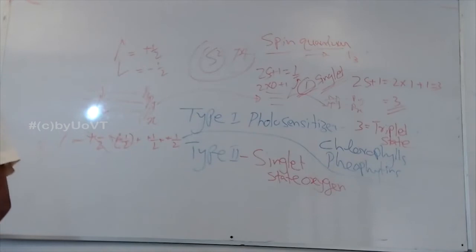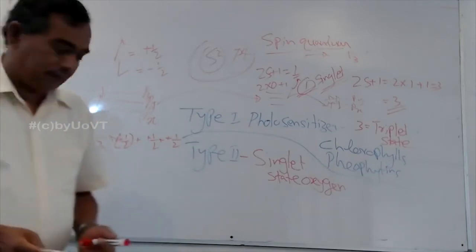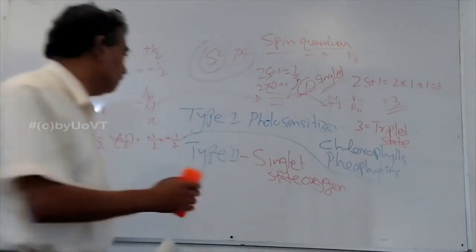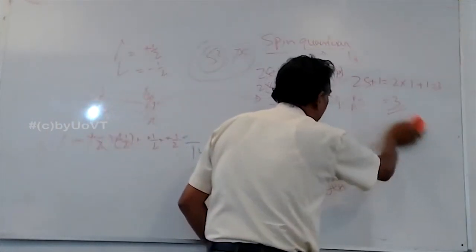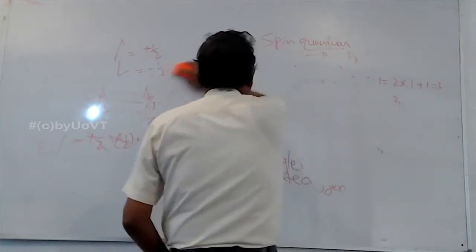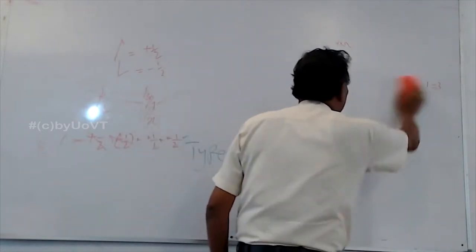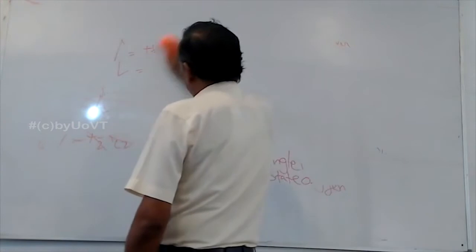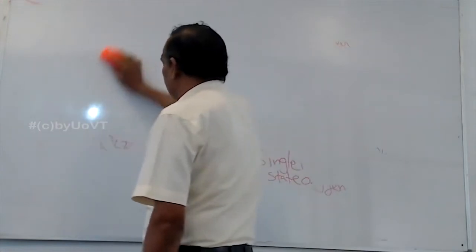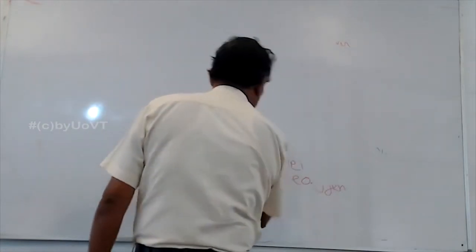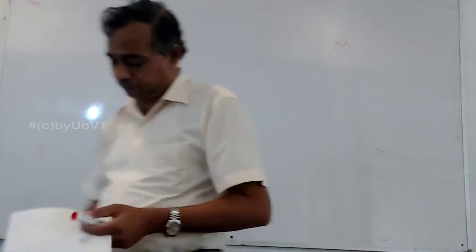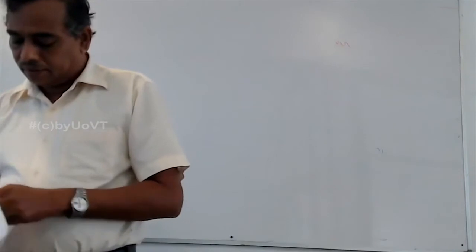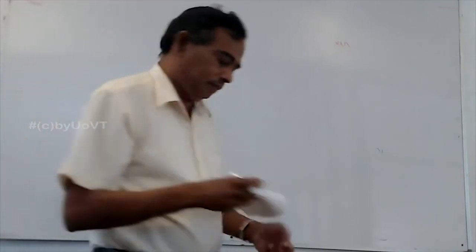Now, if we think about our process, the oxidation process, now you know what a type 2 sensitizer is, that is singlet state oxygen. We explained what singlet state oxygen is. Then we will think about the reaction. Generally, we can draw the reaction like this.